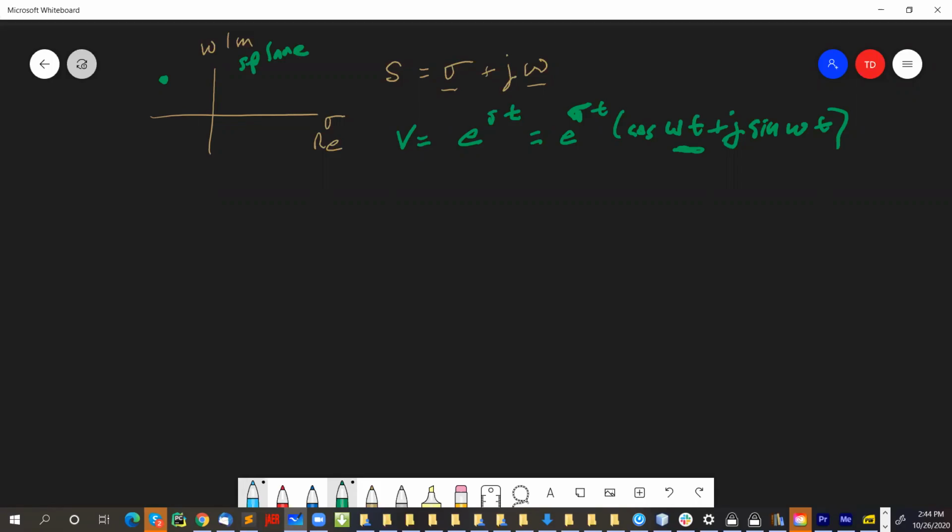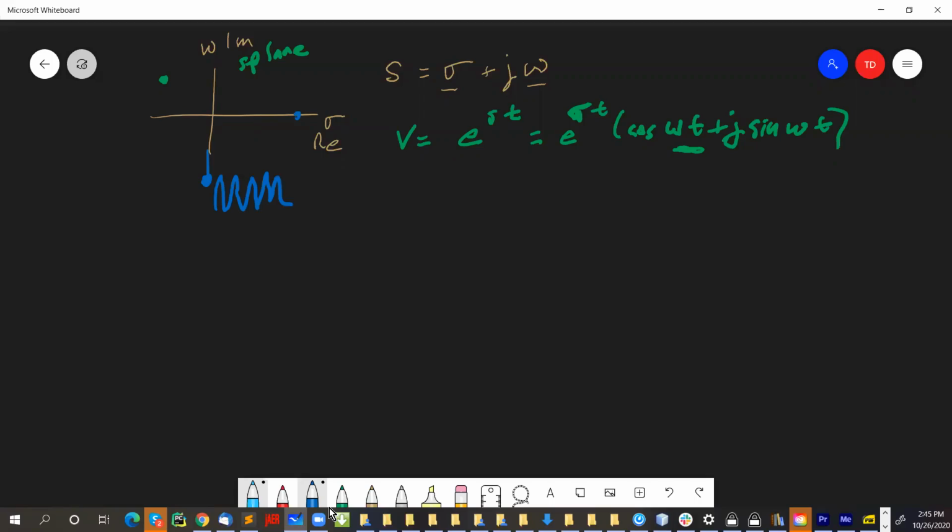Okay, so let's draw it for different points. So suppose we have a point right here on the imaginary axis. Okay, so there's no real part. So sigma is equal to 0, right? So this is just a constant, but it's an oscillation. So this thing just represents a sinusoidal oscillation of fixed amplitude.